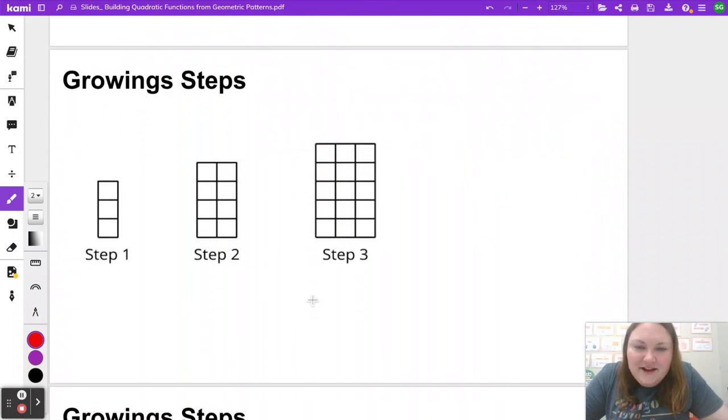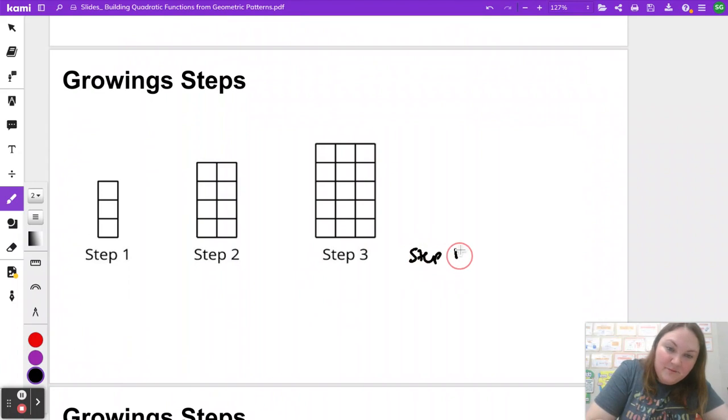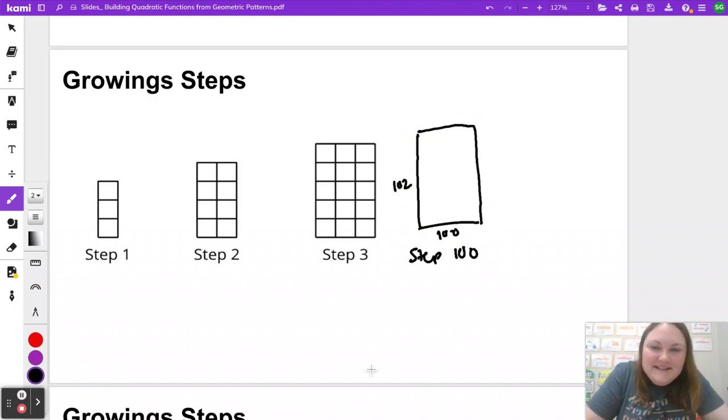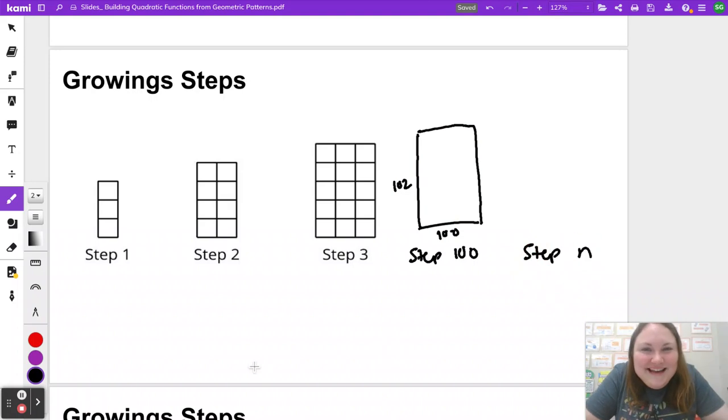Looking at this pattern, we had talked earlier, for example, about step 100. And we said step 100, I can draw it correctly this time, was 100 by 102. To help us think about what this pattern is, let's make the jump to step n. Do you have any idea what step n would look like?